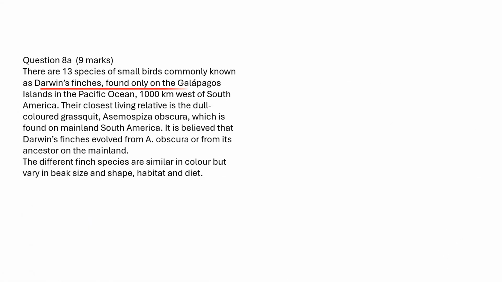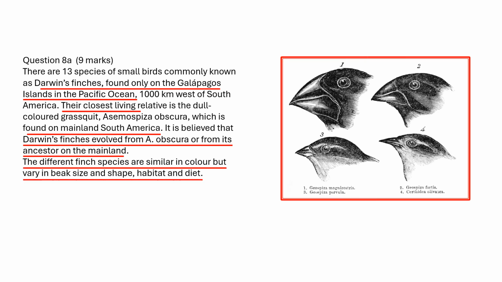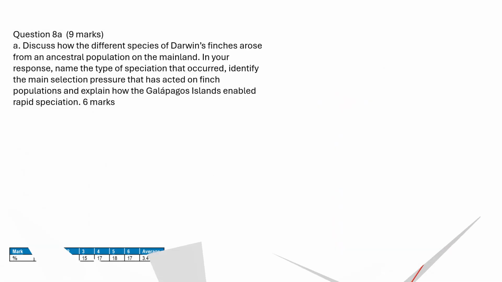Darwin's finches are found only on the Galapagos Islands in the Pacific Ocean. Their closest living relative is found on mainland South America. It is believed that Darwin's finches evolved from their ancestors on the mainland. These species are similar but vary in beak size and shape. Discuss how the different species arose from an ancestral population on the mainland.